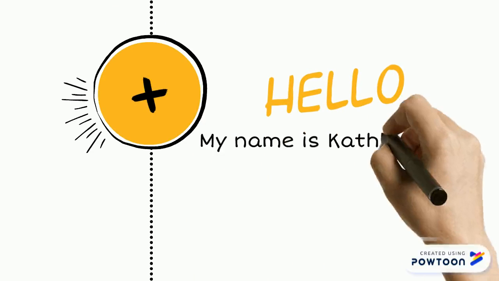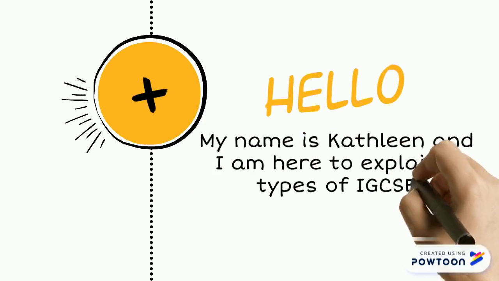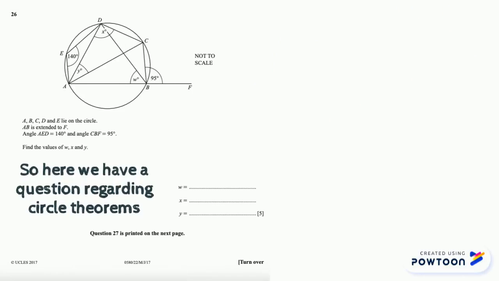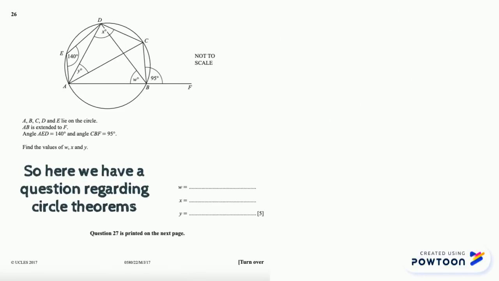Hello, my name is Kathleen and I'm here to explain two types of IGCSE questions. So here we have a question regarding circle theorems. This question is from paper 22 of the May-June 2017 series. Let's find the value of W first.